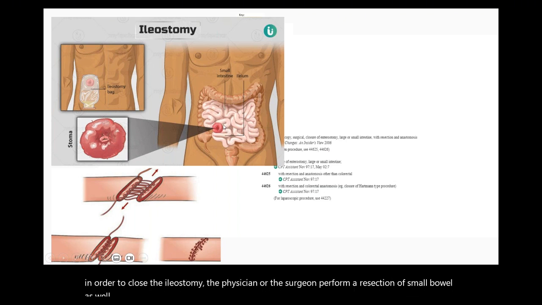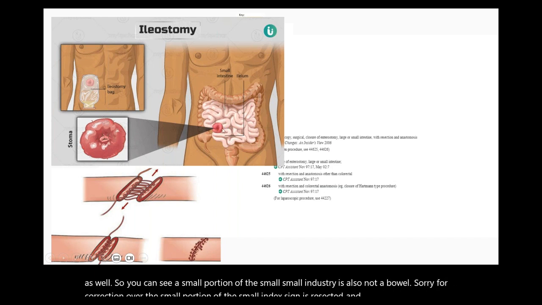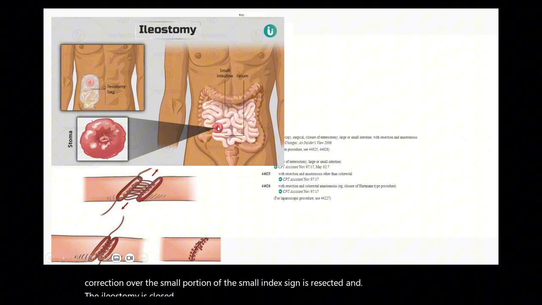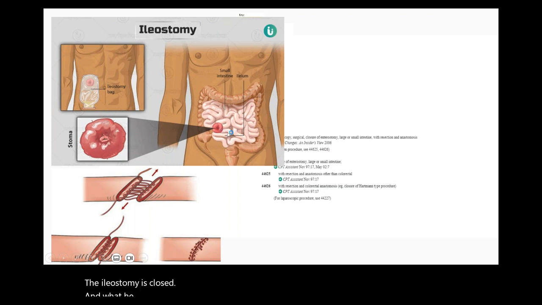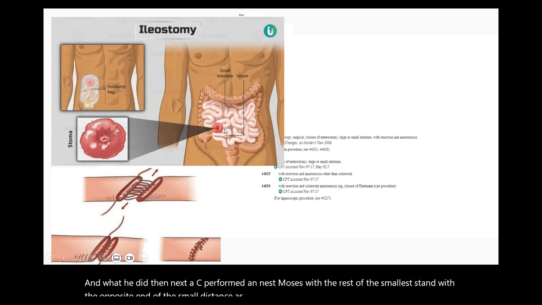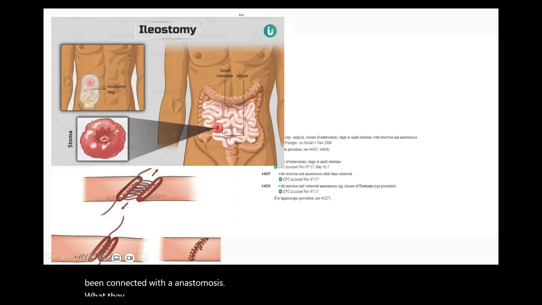You can see a small portion of the small intestine is resected and the ileostomy is closed. Then he performed an anastomosis of the rest of the small intestine with the opposite end of the small intestine. So these two portions of the small intestine have been connected with an anastomosis, or what they call an enteroenterostomy. That's the procedure performed.